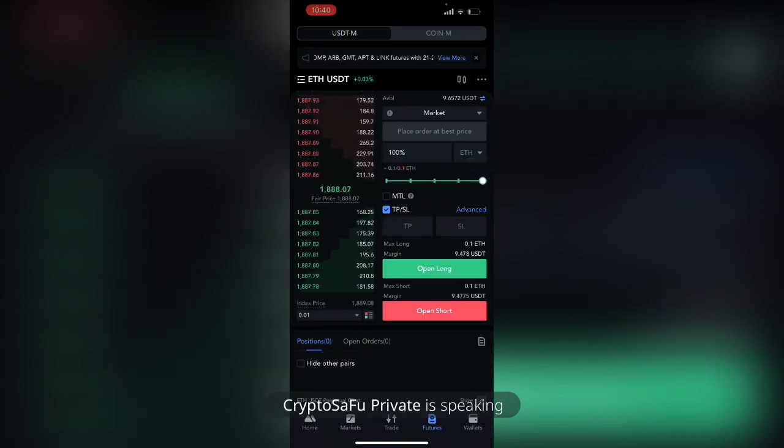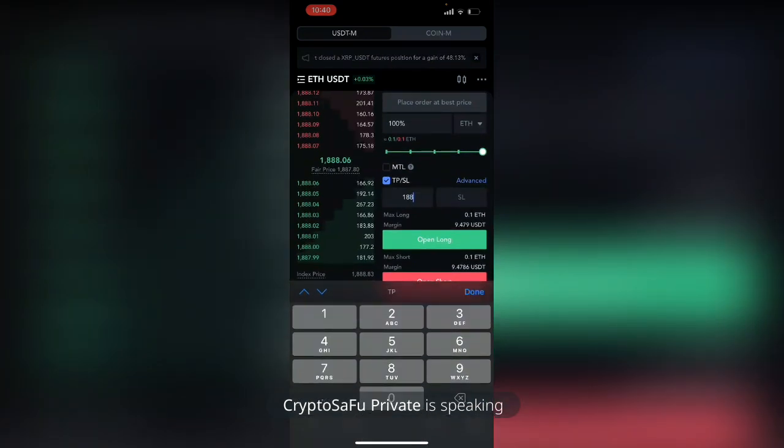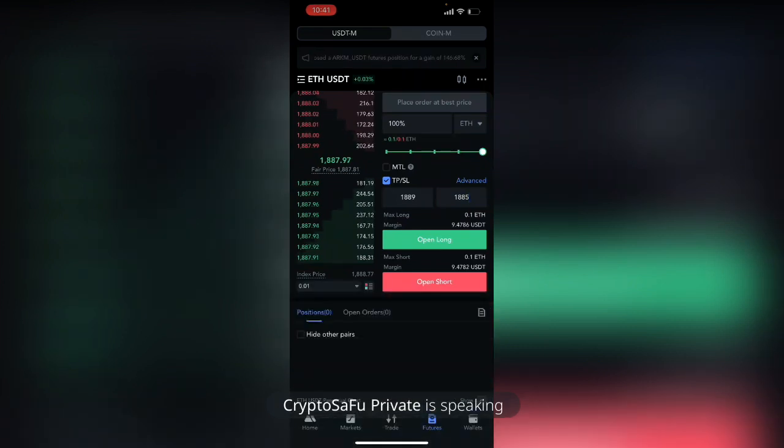So now I go in with all my money again, 9.478. But this time around, if I'm longing, I'm predicting that the price is going to go up. So when do I want to take my profits? I'll set it to be 1889. I think so far so good. It has not really passed this amount. Then my stop loss can be when it comes to 1885. This will also quickly trigger, but let's risk it. And with this type of distance, I can quickly make profit or lose out on it. So let's see. I open a long. Confirm.